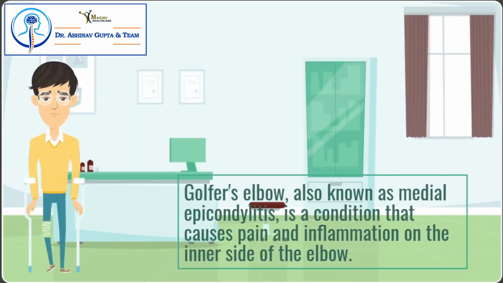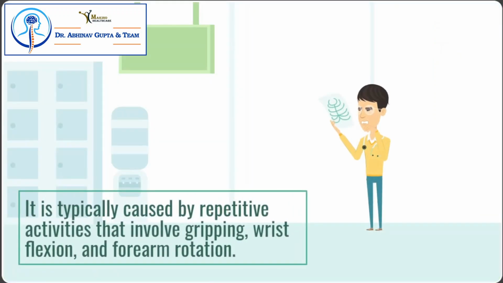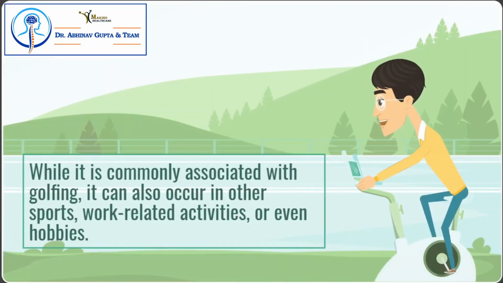Golfer's elbow, also known as medial epicondylitis, is a condition that causes pain and inflammation on the inner side of the elbow. It is typically caused by repetitive activities that involve gripping, wrist flexion, and forearm rotation. While it is commonly associated with golfing, it can also occur in other sports, work-related activities, or even hobbies.